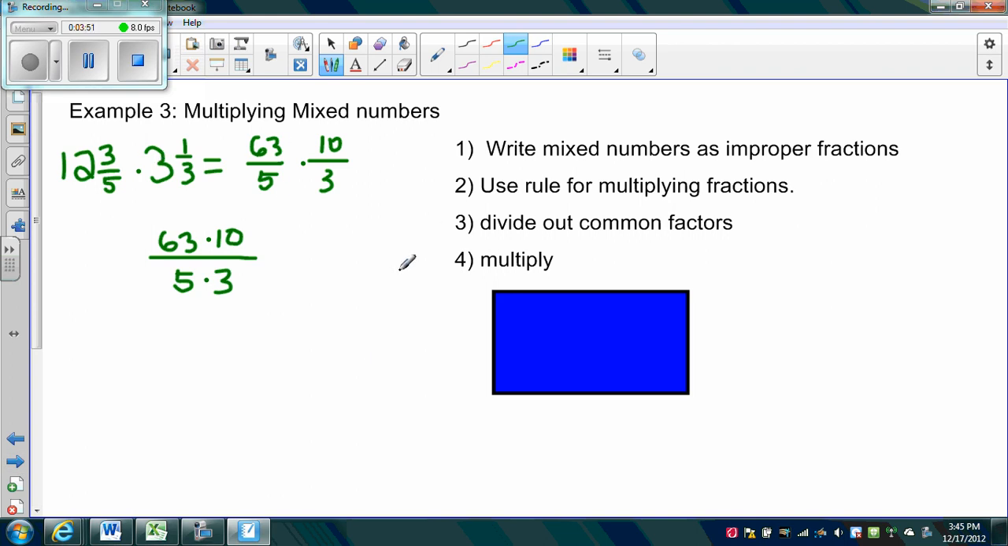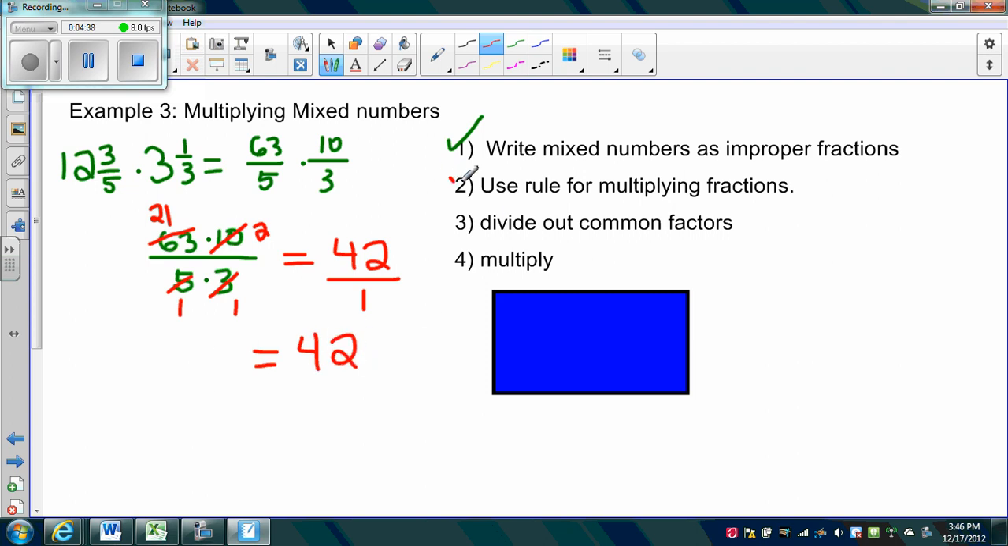So what happens when we have both that are mixed numbers? So in this case, if we had 12 3/5, we times 3 1/3, we rewrite it as improper fractions. Then we can use the rules for multiplying fractions. But in this case, we do have factors that we can simplify. So 5 goes both into 5 and 10. So we're left with a 2 and a 1. And 63 and 3, we also can divide 63 by 3 and be left with 21. So our answer would be 42 over 1, which is equal to 42.